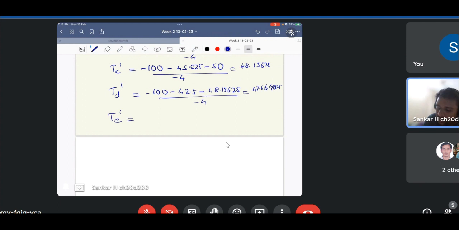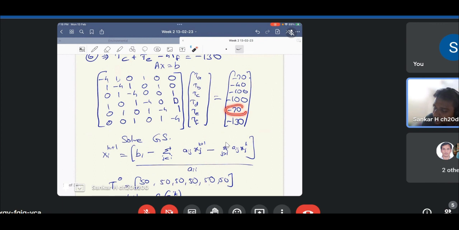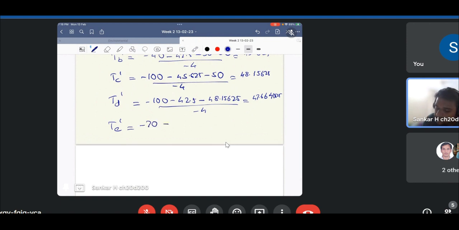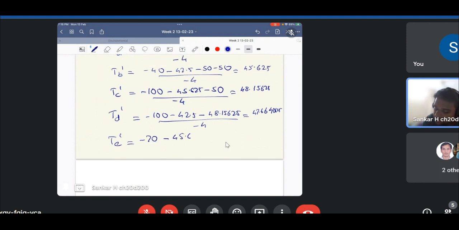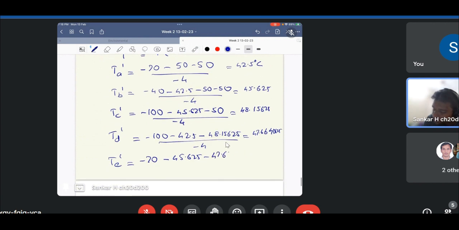Now, TE at the first iteration will be solving for this. This is minus 70 minus 1 times TB minus 1 times TD, both at the first iteration. Minus 70 minus TB at the first iteration minus TD at the first iteration, 47.664, divided by AI. We'll get this as 53.3222.